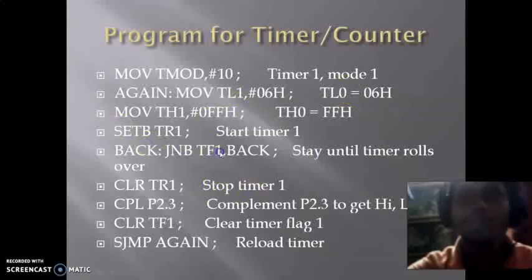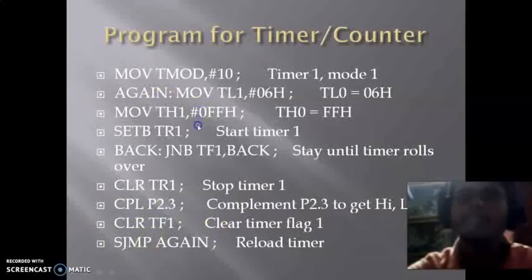Now we will start the timer by using the instruction SETB TR1 so that the timer can start. Now it will check whether TF1 overflows or not. When it overflows, it will clear TR1 and complement P2.3. Initially it may be 0 or 1. If it is 1, it will be complemented to 0, and if it is 0, it will be complemented to 1, so that the square wave can be generated. And then again we clear TF1 and SJMP again.